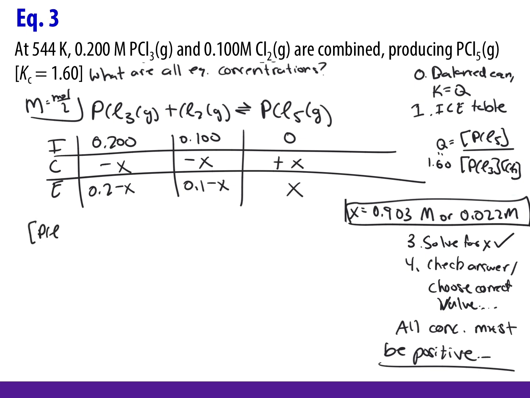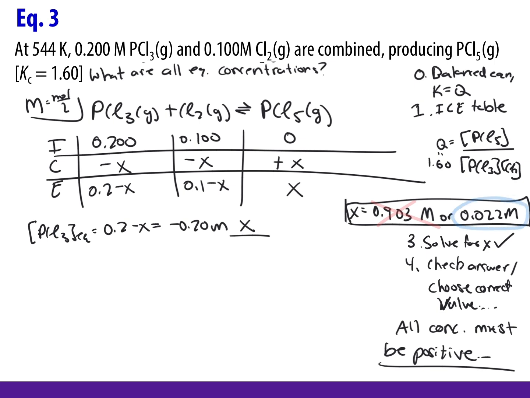If I think about PCl₃ at equilibrium, that's going to be 0.2 minus x. But if x is 0.903, I'm going to get negative 0.70 molar, which is not possible. Because we got that negative concentration, which is impossible, since concentrations have to be positive, we know that the correct value of x has to be this one, 0.022.